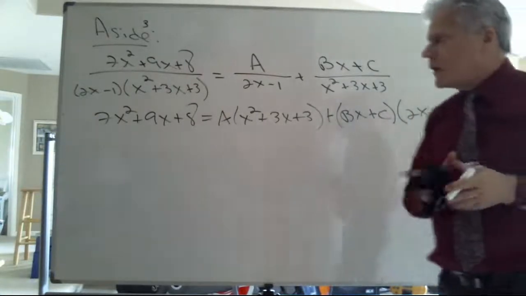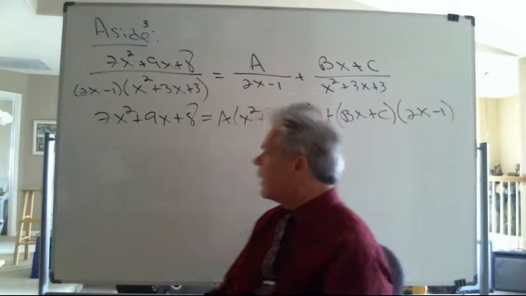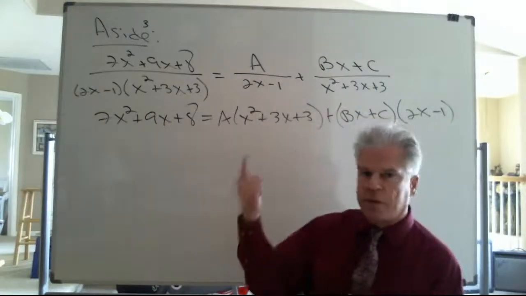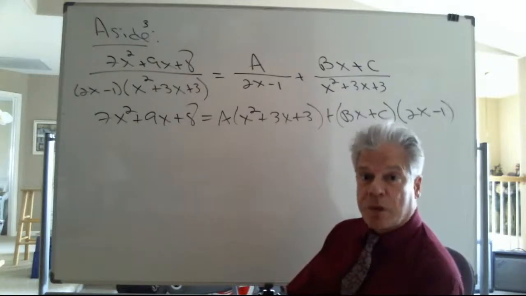Well, I think it's time to stop. At this stage of the game, I can do exactly what you did when you studied pre-calculus. I can go ahead and equate coefficients of x squared, of x, and equate constants. That's going to give me 3 linear equations and 3 unknowns.